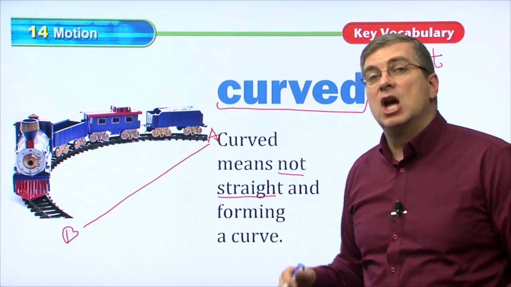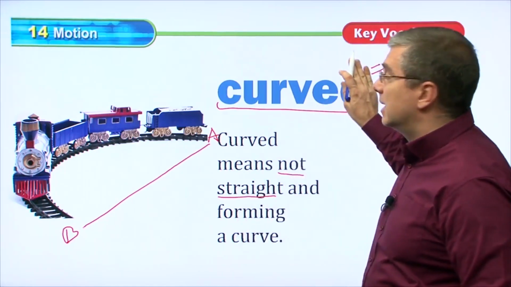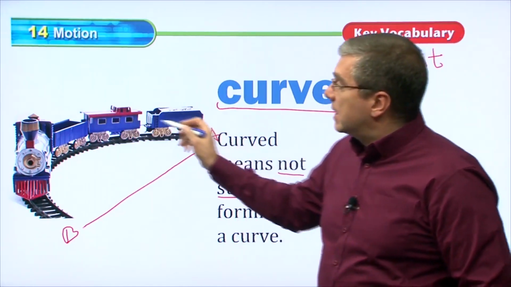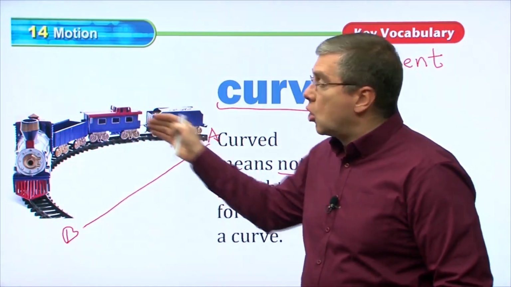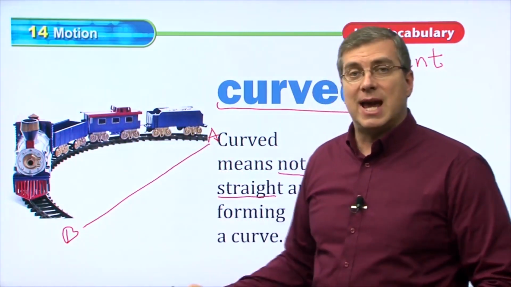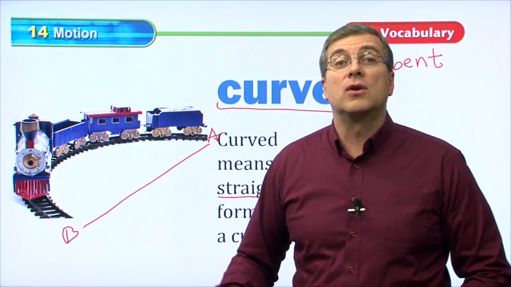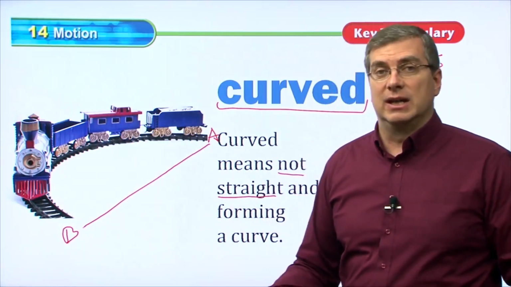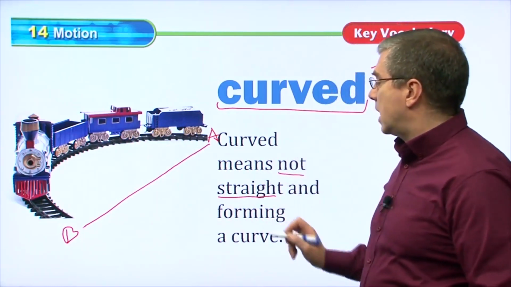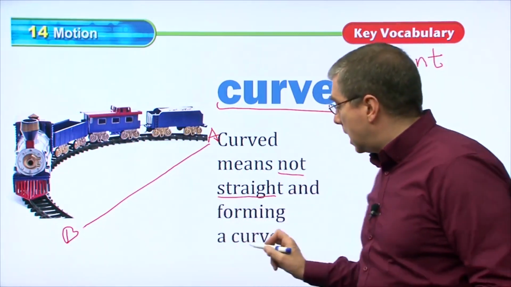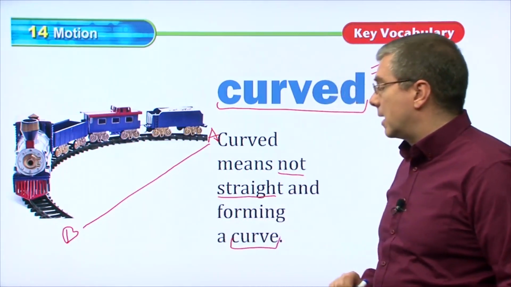Curved is an adjective. Curve, without the D, that's a noun. So we say there's a curve in the tracks. Go around the curve, that's a noun. If we say the tracks are curved, that's an adjective. Okay? So curved means not straight. And forming a curve, that's our noun right there.